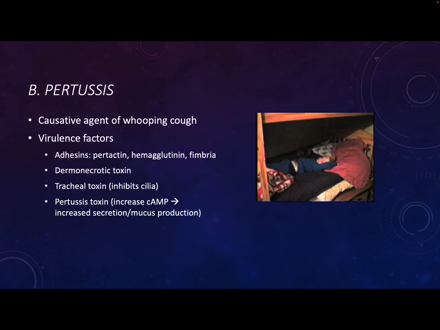And then there's pertussis toxin, which causes an increase in cyclic AMP, just like we see with cholera toxin. But in the lungs, that causes increased secretions of mucus in the lungs. So now you have this combination of cells being killed by the necrotic toxin, the cilia aren't working because of the tracheal toxin, and now you're producing mucus that is filling up the lungs that you can't get rid of. So it's a really dangerous combination of all of those things.